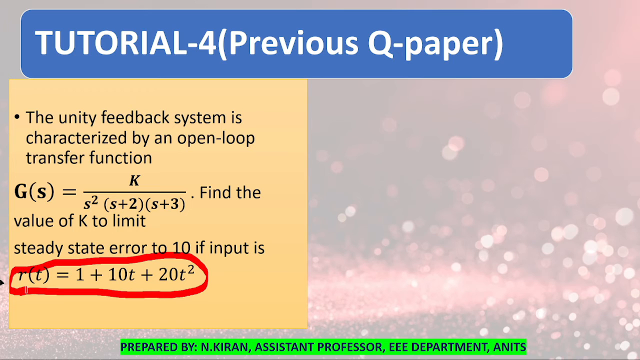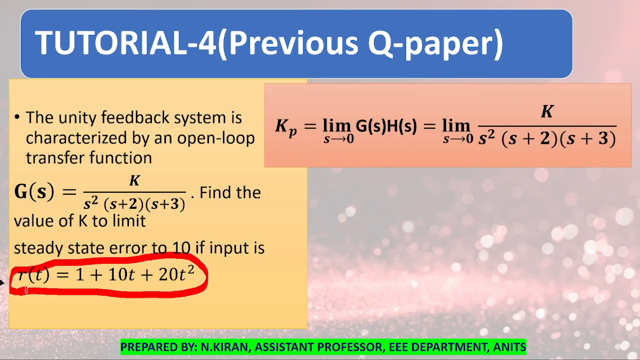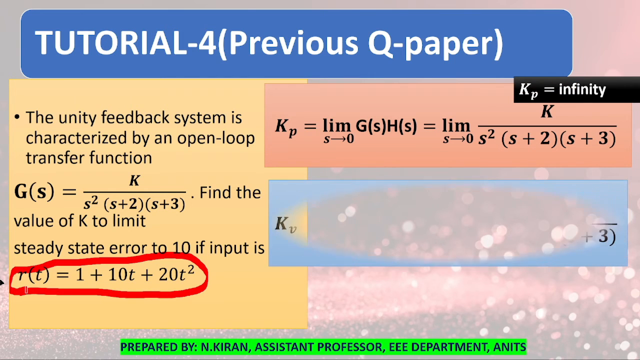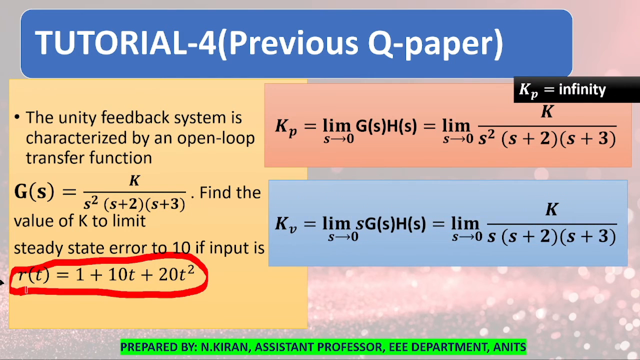So according to the definition, Kp is limit s tends to 0 g of s into h of s. Due to the presence of the s squared term in the denominator, upon substitution, limit s tends to 0 will give me the value of Kp to be infinity. Similarly, Kv is limit s tends to 0 s into g of s into h of s.